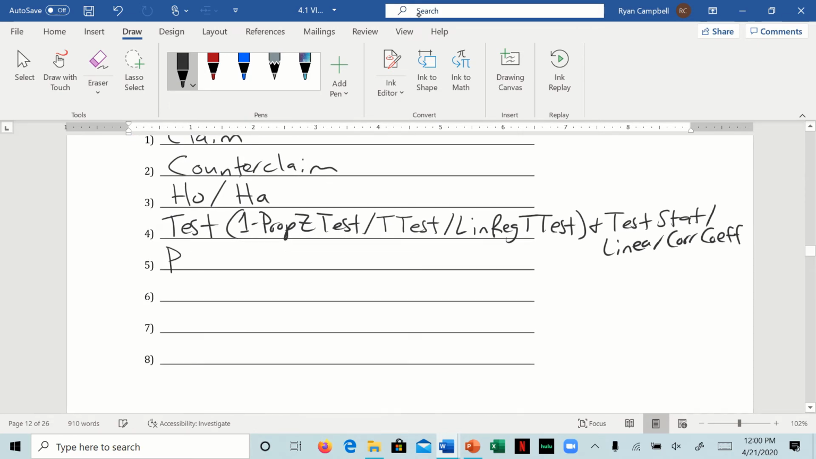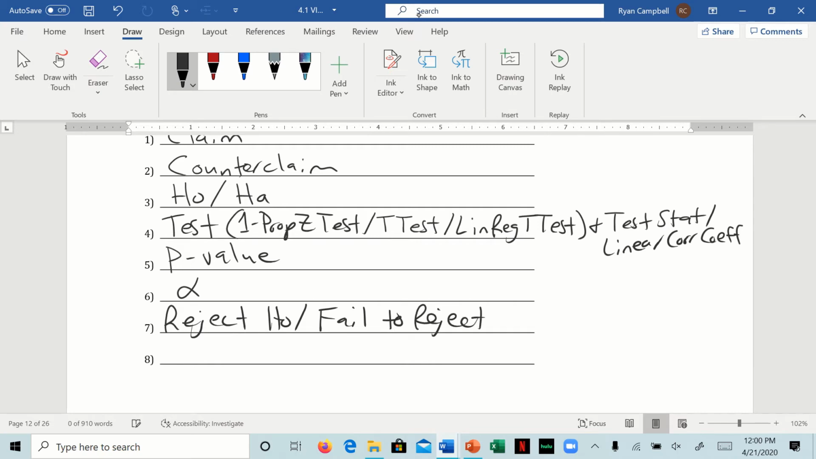Step 5 is our p-value. Step 6 is our significance level. Step 7 is to reject the null hypothesis or fail to reject our assumption. And step 8 is our conclusion.